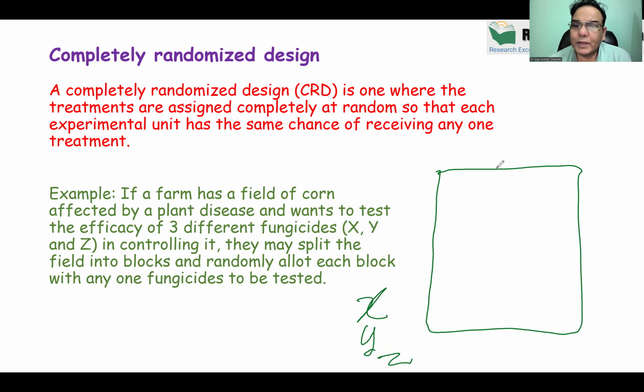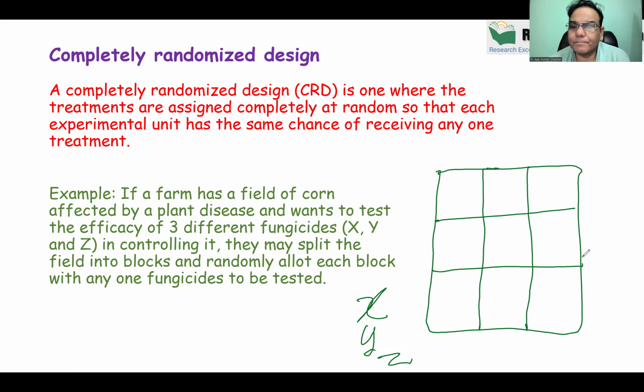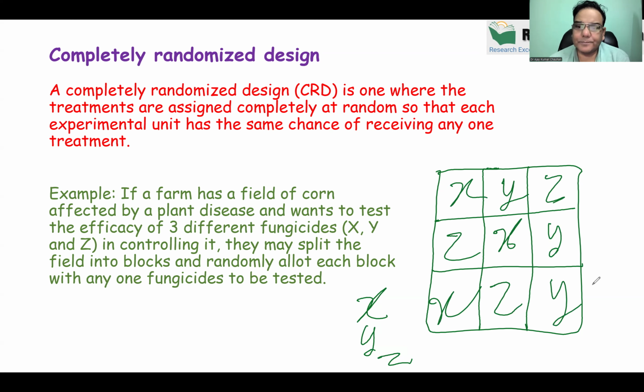So what you are doing, you are dividing the agricultural land into different blocks, into different groups, and you are randomly assigning X, Y, Z among all. So you are just assigning randomly. I am writing this here, but you are assigning randomly. So it means in this block area, you are providing X fertilizer, Y fertilizer, Z fertilizer.